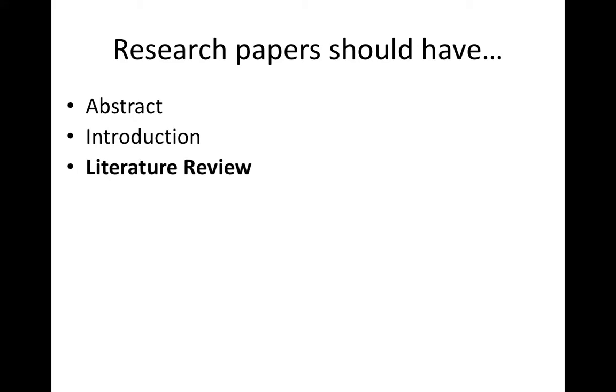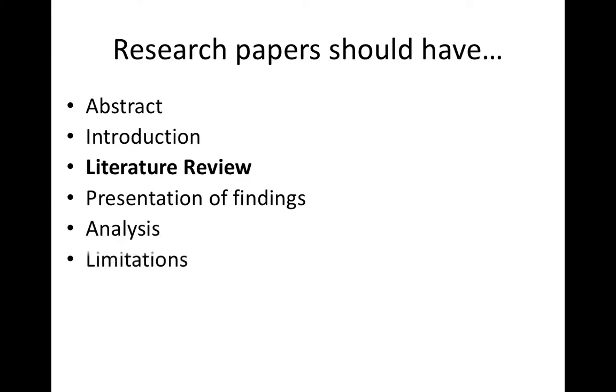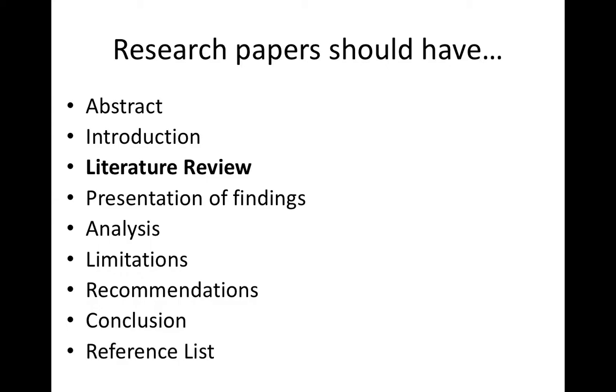Okay. All research papers really have something called an abstract, which is like a synopsis or a brief description about what is going to be talked about in your research paper. You introduce the subject with an introduction, then it's your literature review, a presentation of your findings from your research, a bit of analysis of your findings, any limitations that you found, so you might be limited by time, by equipment, by the number of people that you can do your study with, and that kind of thing. Recommendations for further study, a conclusion, and of course don't forget your reference list at the end.